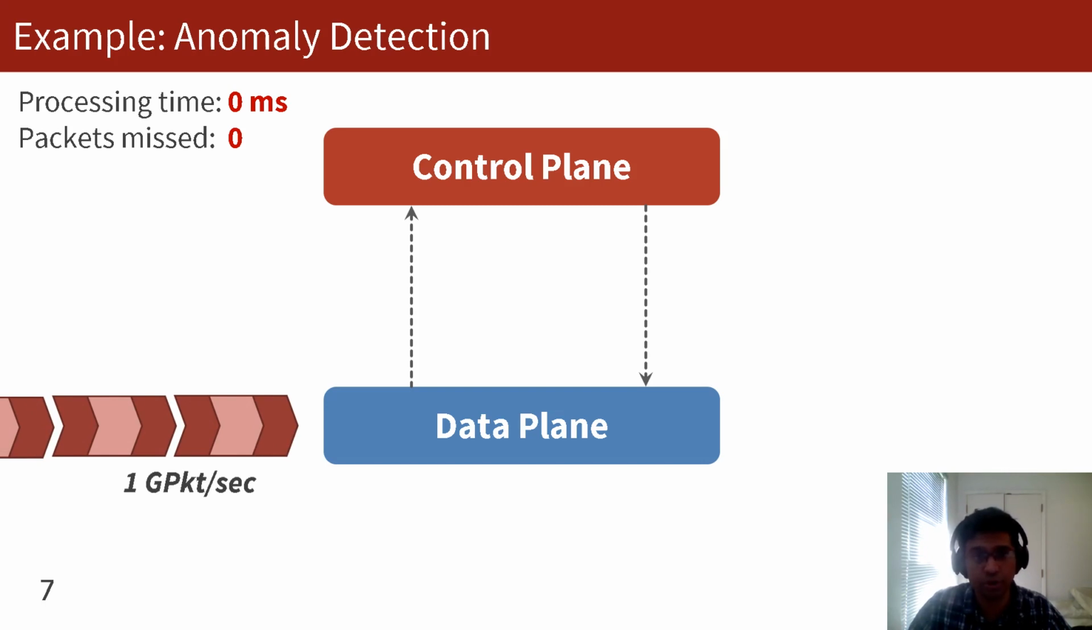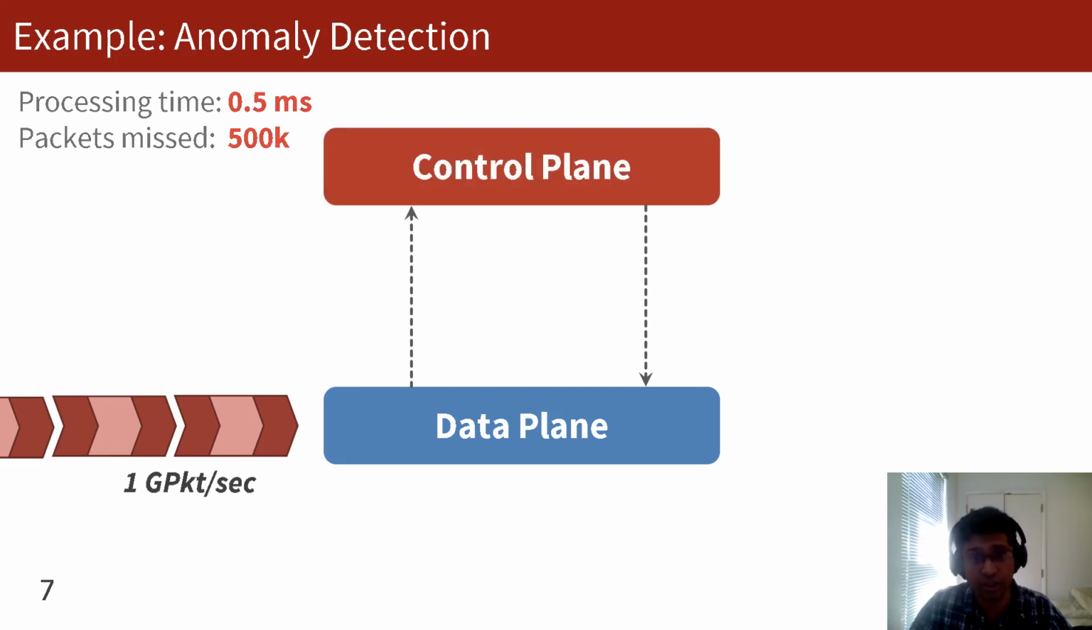And in the top left corner here, we will keep track of the processing time needed to identify the malicious packets, and then the packets missed during this processing time. So as the first packet of our malicious traffic stream enters the data plane, a packet digest is going to be sent to the control plane. Let's say that takes half a millisecond, and in that time, we've already missed 500,000 packets.